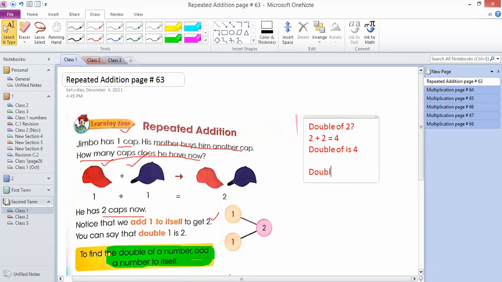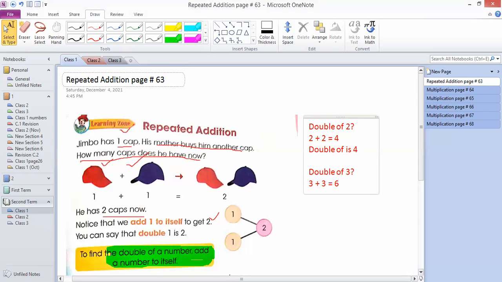Now, if I ask you the double of three, in order to find out the double, what do you have to do? You have to add 3 to itself. That's 3 plus 3. So guys, 3 plus 3 equals what? Can you tell me? 6, sir. Yes, 3 plus 3 is equal to 6. Very good. So the answer is 6. Double of 3 is 6.